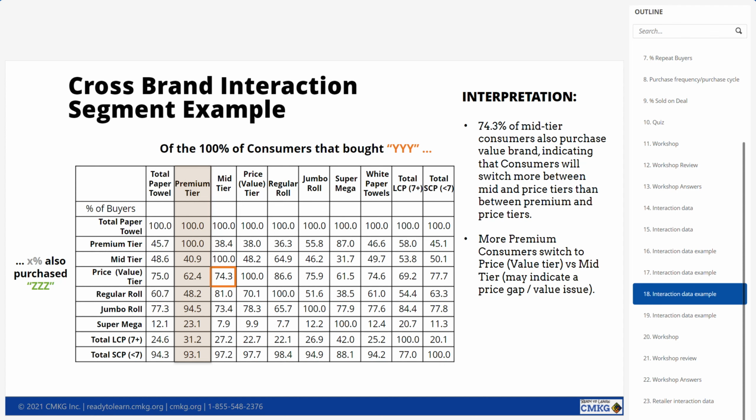But I can also see that more consumers switch from premium to price than from premium to mid-tier. This may indicate that at a certain price gap, consumers will trade down to the value segment to purchase their paper towels. I can also see that most premium consumers purchase jumbo roll and small count pack product.